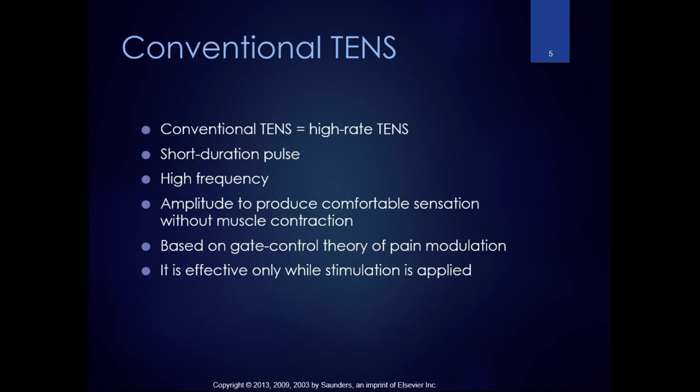So conventional TENS has a short pulse duration which is set on the machine and a high frequency, and you adjust the frequency and you adjust the amplitude to produce a comfortable sensation without muscle contraction. It's based on the gate control theory of pain modulation, and it's effective only while the stimulation is applied. It can have an effect. It reduces the pain and reduces muscle spasming, and so you have a little bit of a long-lasting effect.